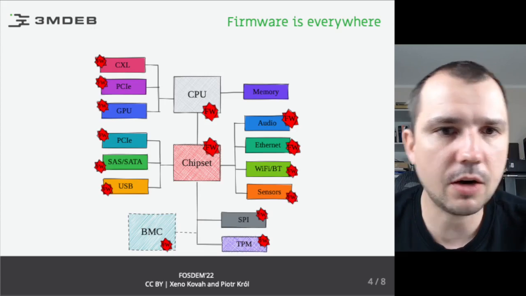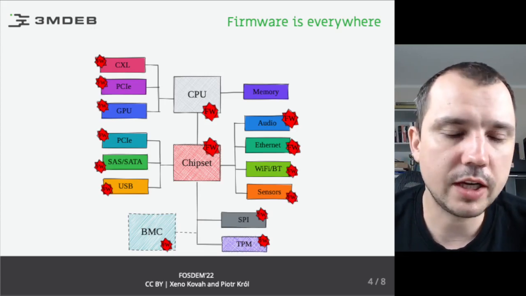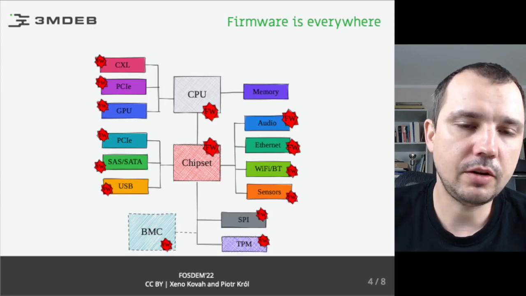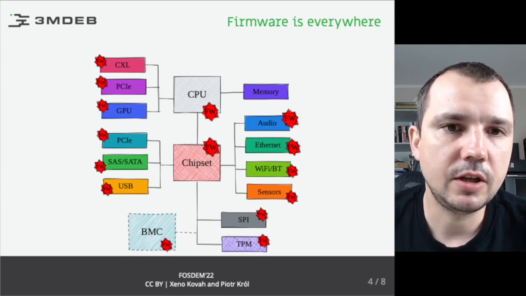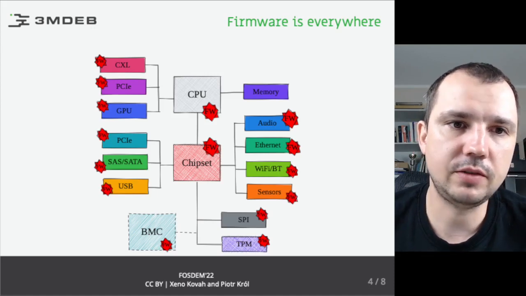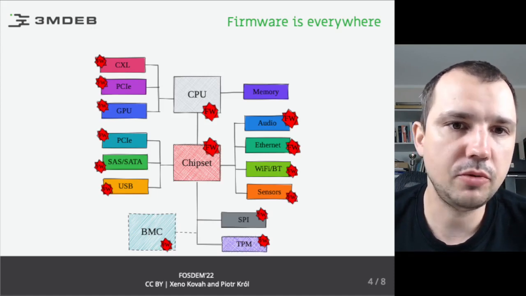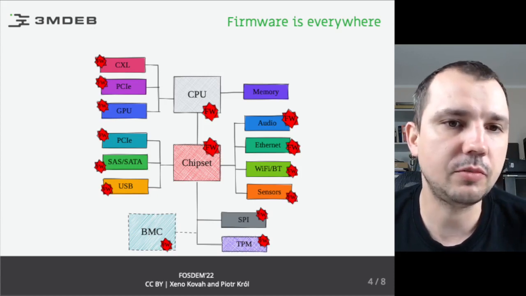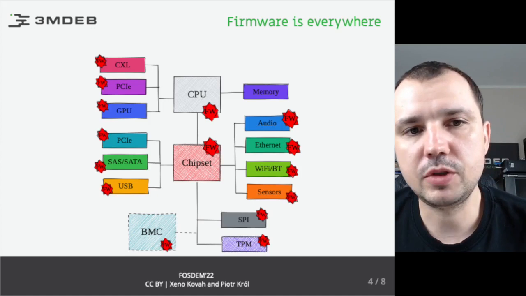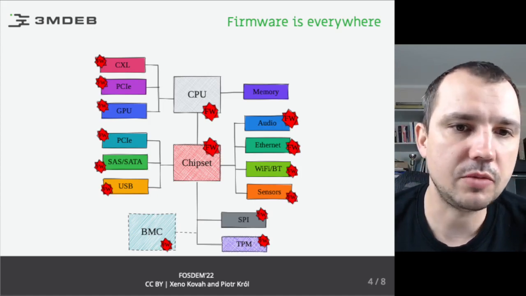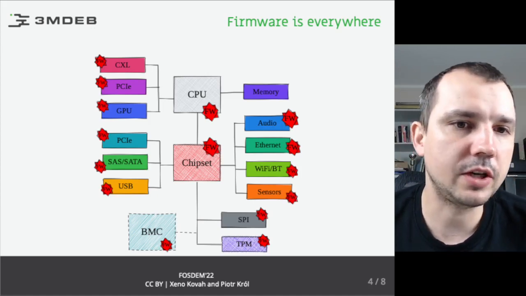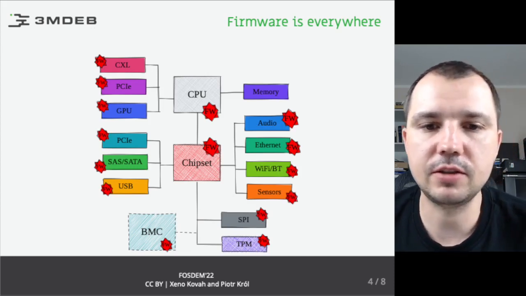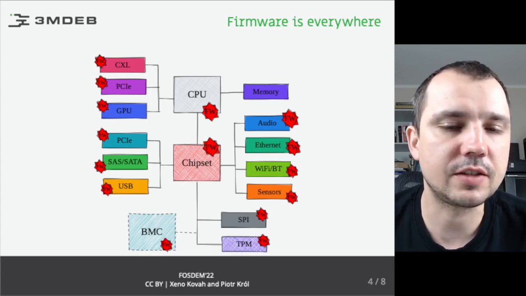So that's how modern systems look. We have firmware everywhere. Essentially, on this slide we see that almost every component, PCI Express, GPU, audio, sensors, chipset, everything got firmware in some form. CPU got microcode, chipset got CSME. In TPM also we got firmware which can have bugs like ROCA. So USB devices connected to our computers also most likely got some firmware.